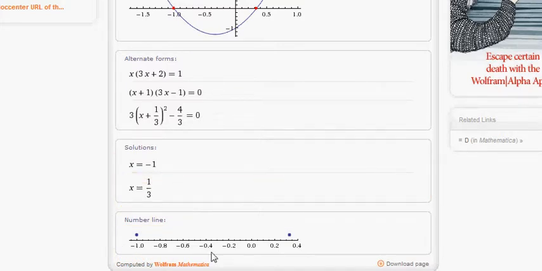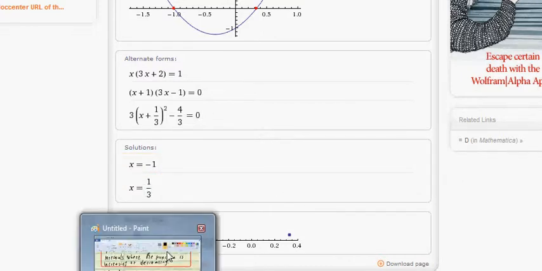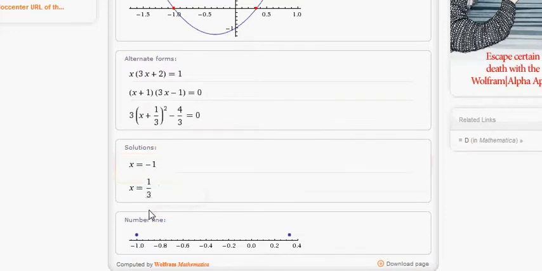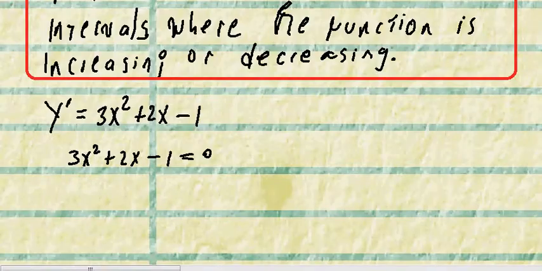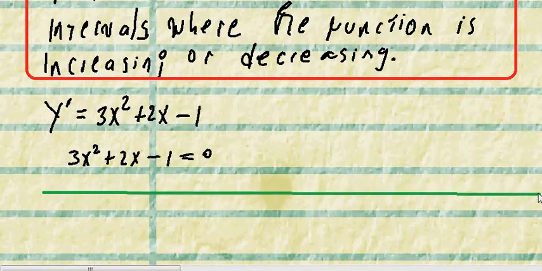So I'm going to go back to my paper. I know that x equals negative 1 or x equals 1/3. And now what I'm going to do is create a real line. Let me use the color green. I'm going to put a real line here in green.